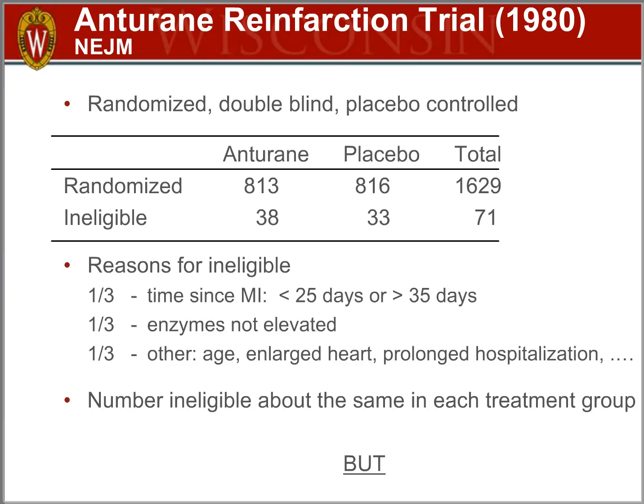Those reasons broke down into 3 groups. The heart attack, the MI, was either too fresh or too old for the therapy to ideally work. The heart attack was not severe enough, that is, the enzymes were not elevated sufficiently. Or there was some other competing risk that made the patient not ideal. 71 patients, let's toss them out, was the idea, and get rid of whatever impact they might have in the trial.